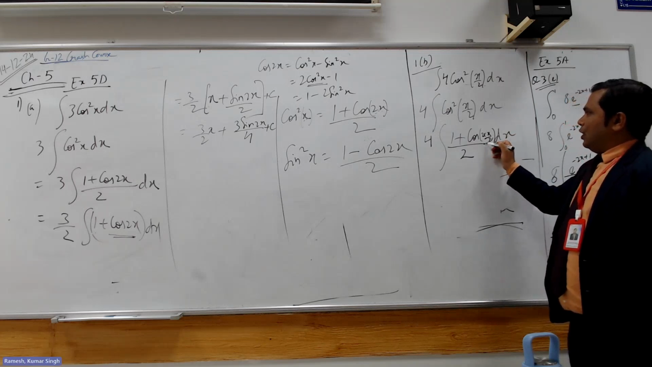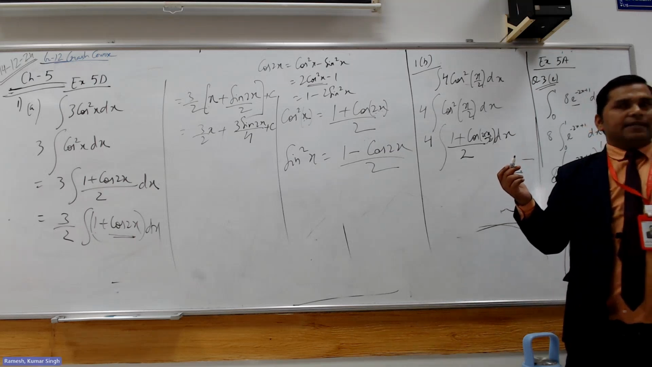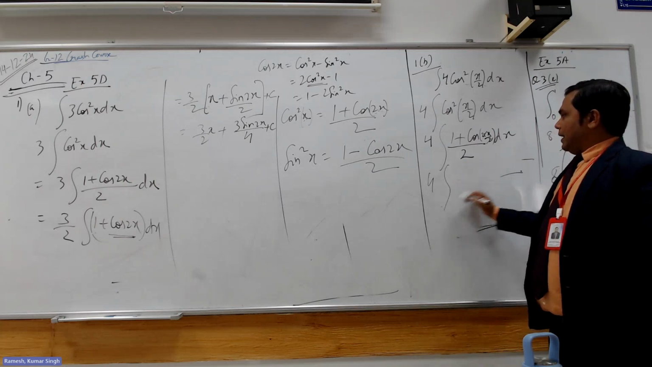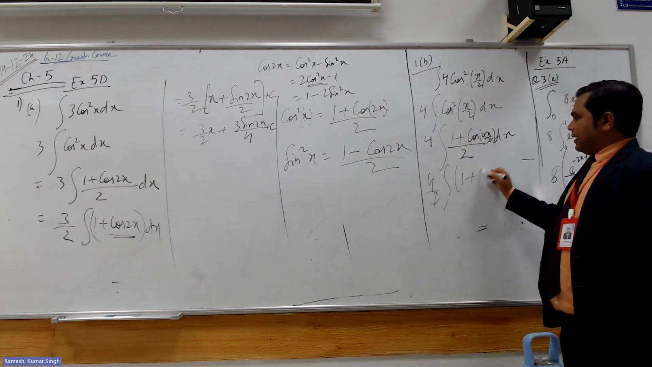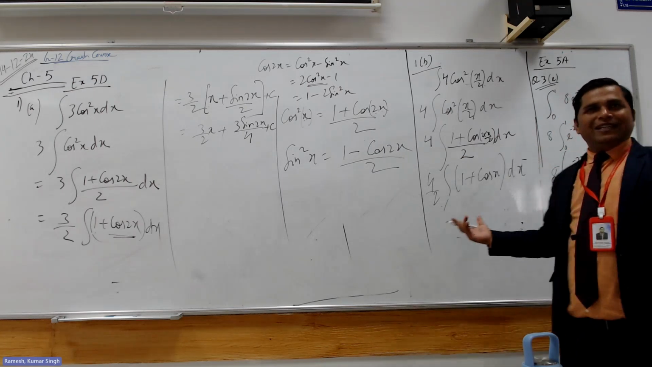Price of x over 2 is what? X, right? Am I making sense? So now you can integrate this. Now it's easy to integrate. Take 2 out, and then you have to integrate 1 plus cos x dx, right? Now it's easy to integrate.